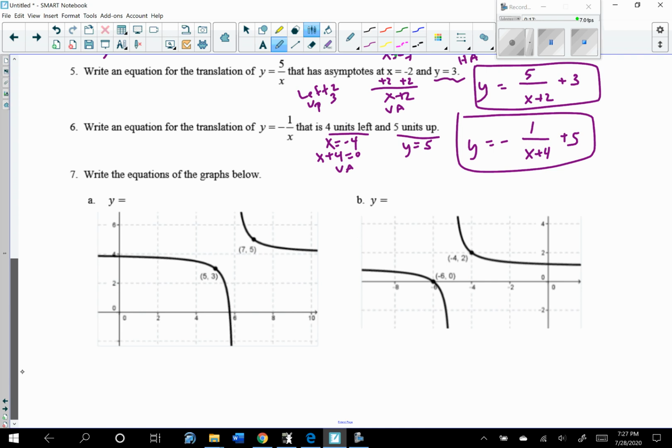So take a minute to see if you can do 7 A and B on your own. Write an equation for the graph below. When you're done, you can unpause it to check your work.